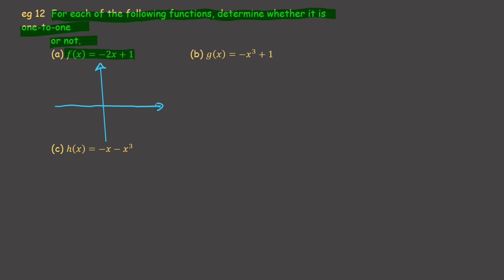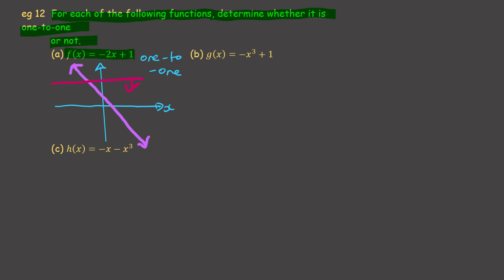So if you do a quick sketch of that, it would look something like this. And any horizontal line drawn on there will only cut once. It's the same for any straight line. So this one is 1 to 1.